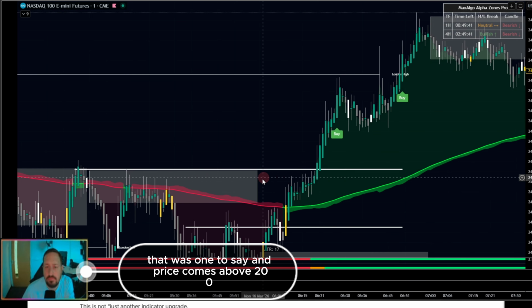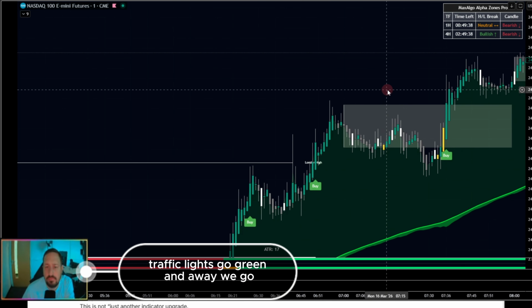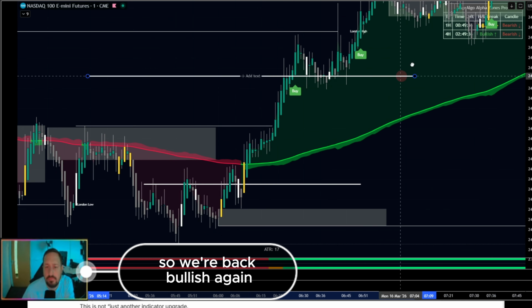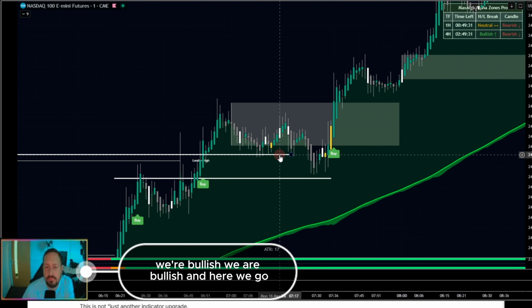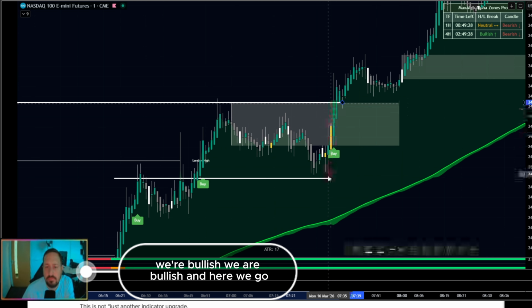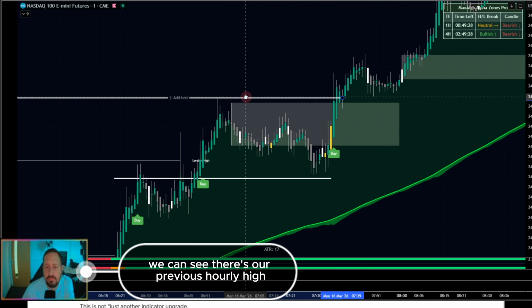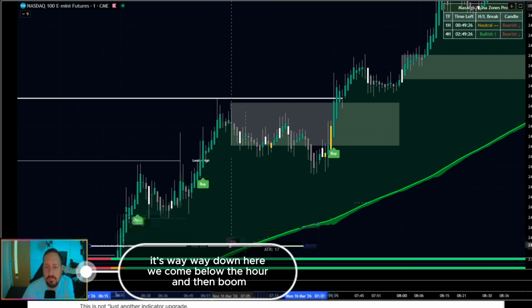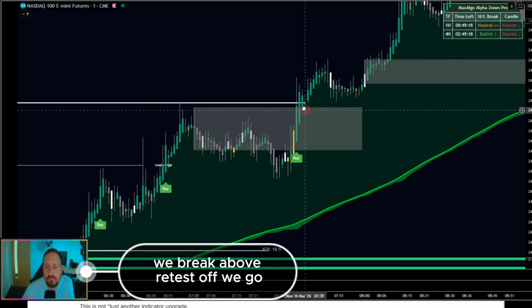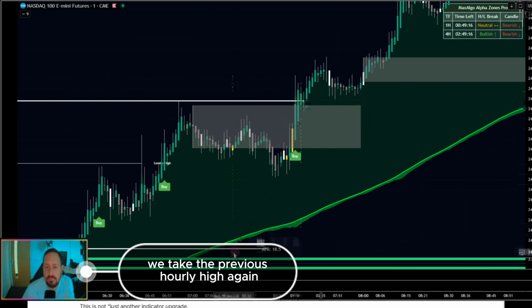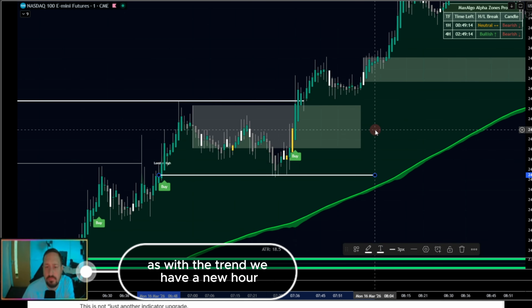That was one to say. And price comes above 200, traffic lights go green, and away we go. So we're back bullish again. We've taken the previous hourly high, we are bullish. And here we go. We can see there's our previous hourly high. It's way down here. We come below the hour, and then boom, we break above, retest, off we go. We take the previous hourly high again, as with the trend.